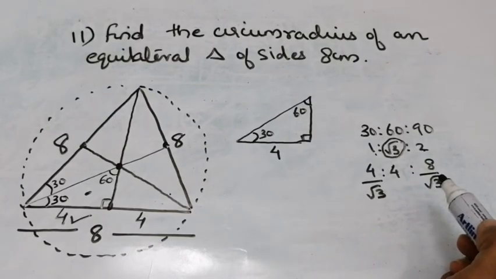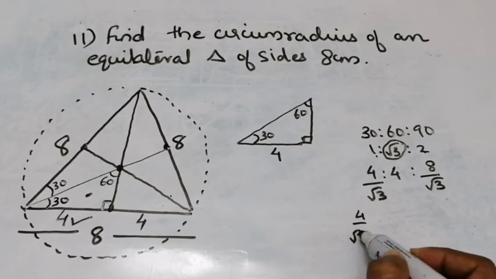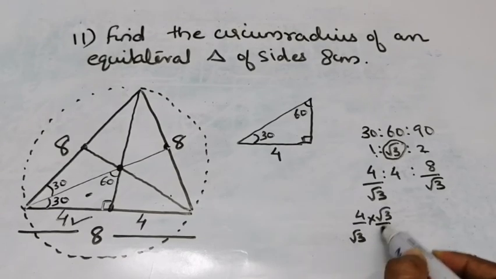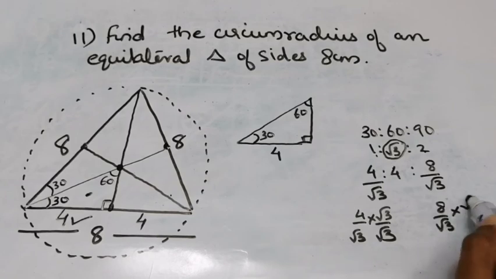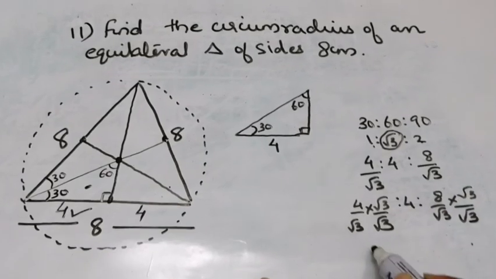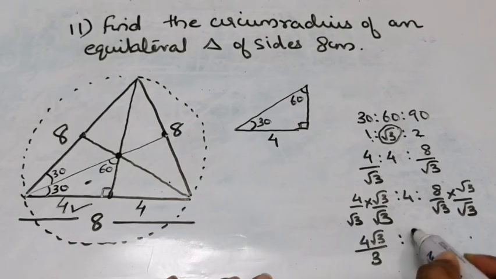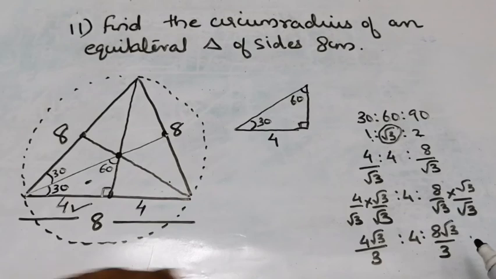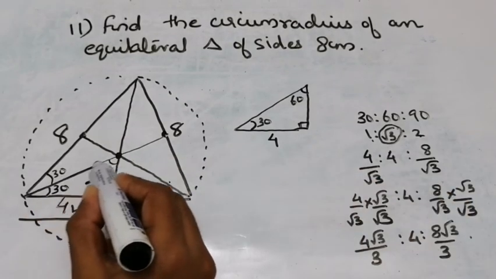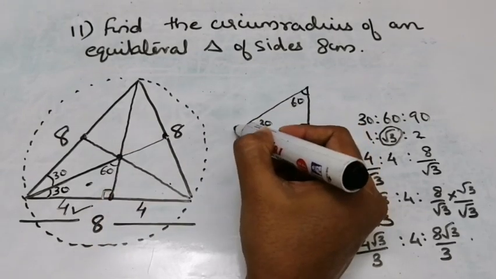Understood? So what is that? I can mark like this. 4 by root 3 means 4 by root 3 into root 3 by root 3. Similarly here, 8 by root 3 means into root 3 divided by root 3. So here I can rewrite this one as 4 root 3 divided by 3, and 8 root 3 divided by 3. Actually, whom do I want? I just want only this portion. That is the radius, circumradius. So I want just this portion.